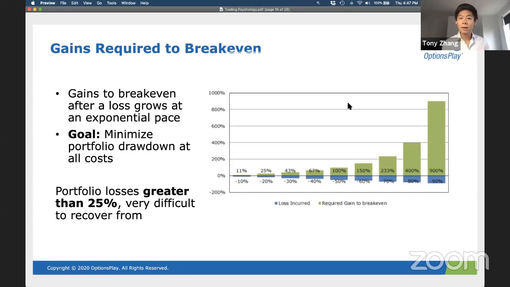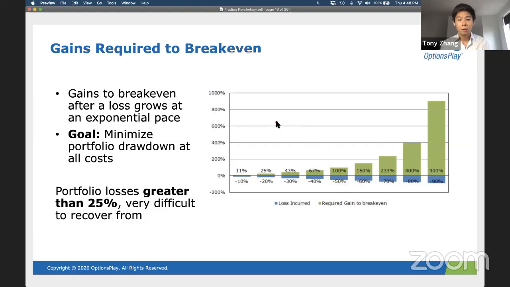And this applies to account blowups as well. How so? Because the amount of gains required for you to get back to break even after a loss grows at an exponential rate. If you have a 10% loss in your portfolio, the amount to get back to break even is roughly the same, 11%. You lose 20% of your account, which is a fairly sizable hole, it only takes 25% to get back to break even, roughly the same. But as you get to 30%, it starts to creep up. If you lose 30% of your portfolio, you need a 43% return just to get back to break even. That becomes increasingly difficult to do. At 40% loss, 67% to break even, 50%, 100%, 150%, 233%. And as you can see, at this point it becomes impossible to get yourself back to break even.